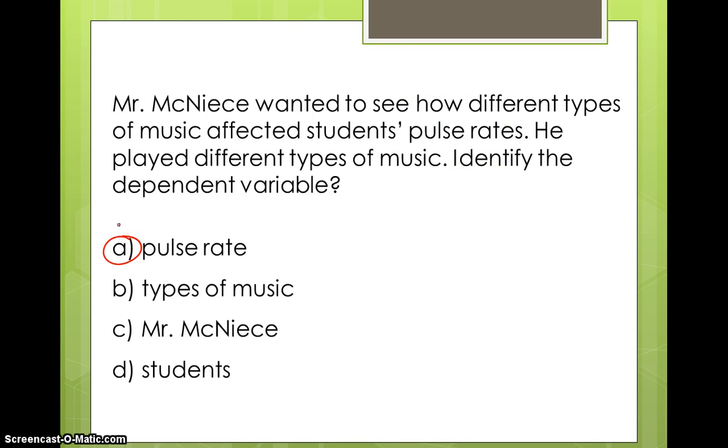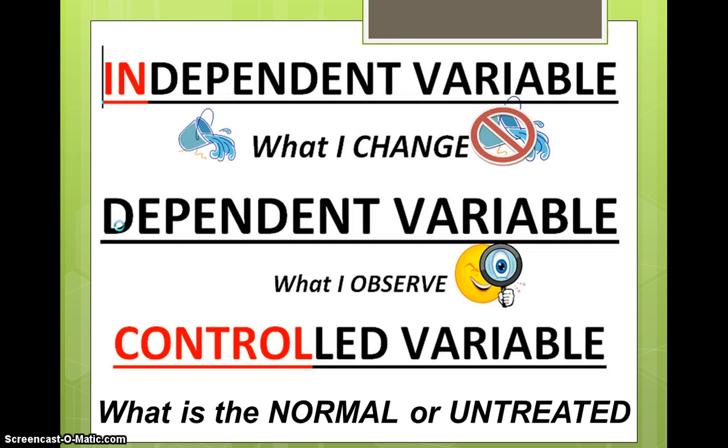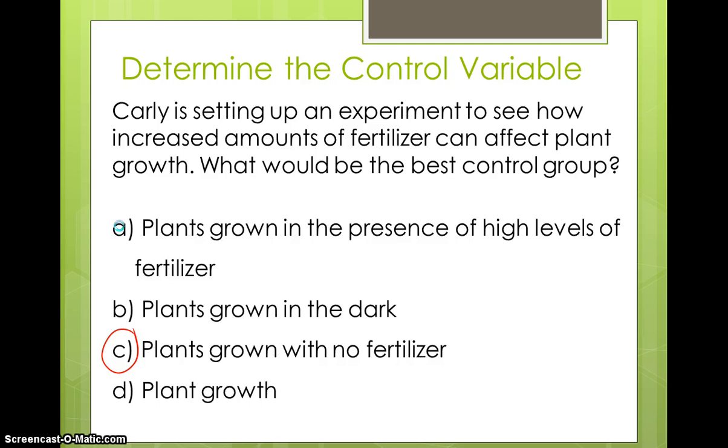Okay? Independent's what I can change. Dependent is what you measure. Okay? Just one more reminder of what everything is. Independent is what I change. Dependent is what I measure or what I observe. And then the control is what's normal or untreated. Okay, so you always need something that's untreated or normal to compare your experiment to. For instance, I'll go back to our example here. Having a group where no fertilizer is added to the plants will serve as a great control for your experiment that you can compare all your results to.